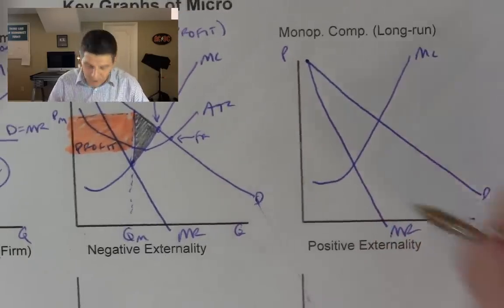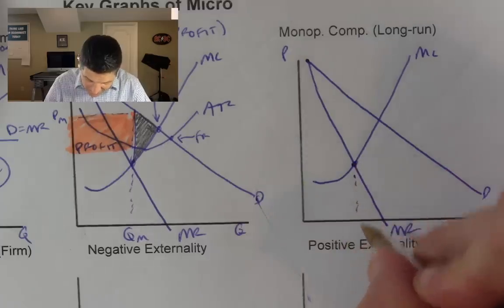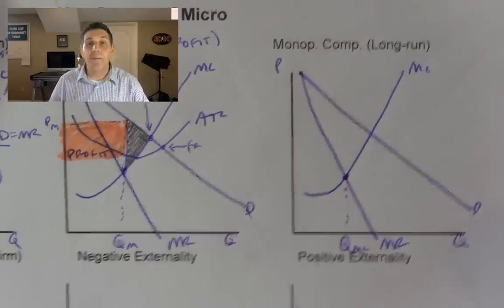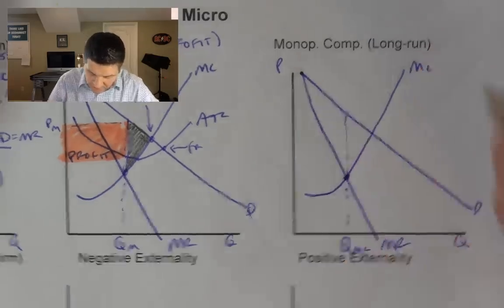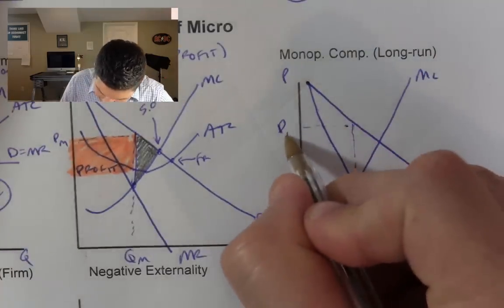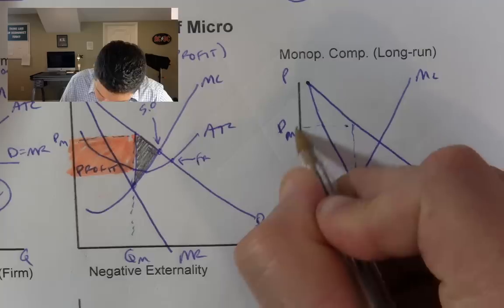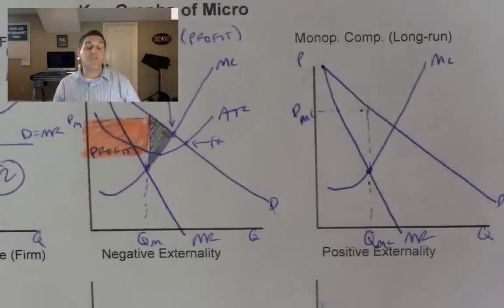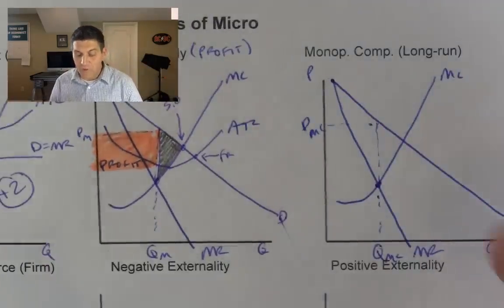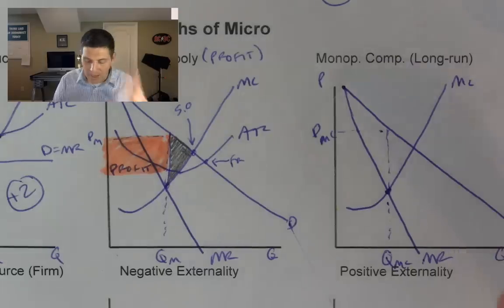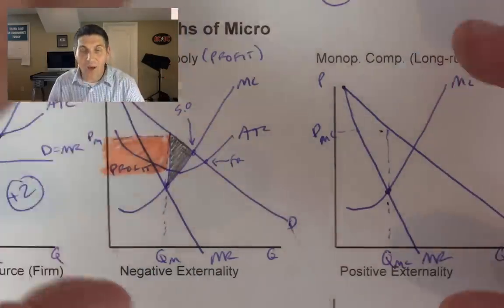You produce where MR equals MC. Ha! It's the same! Yay! Quantity monopolistic competition. Price up to the demand over here and over here. It's exactly the same. Monopolistic competition, it's the same graph. So if the AP test asks you to draw monopolistic competition, and you don't remember, your brain just fried, just draw a monopoly.